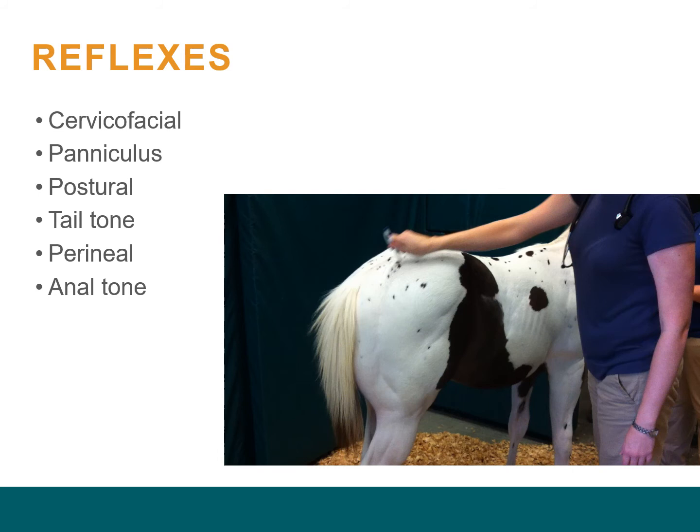We're also going to do the panniculus reflex. That is where we feel up the costochondral junctions and the horse's cutaneous trunci should move. And then we're going to do some postural reflexes. This is where we ask the horse to flex and extend their back. And when they do that, they should be able to keep their stay apparatus locked.